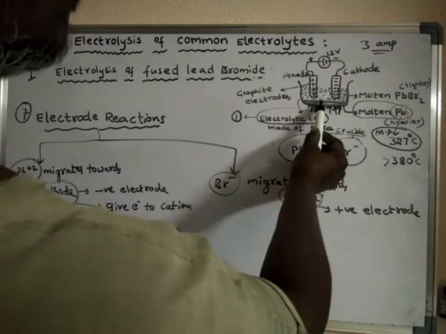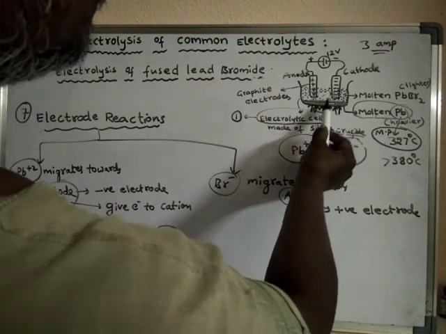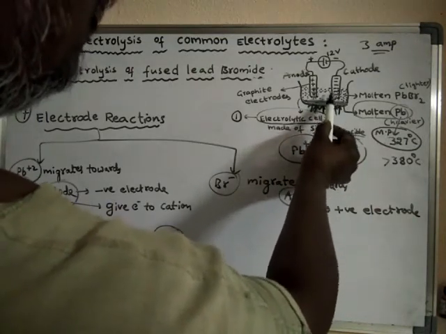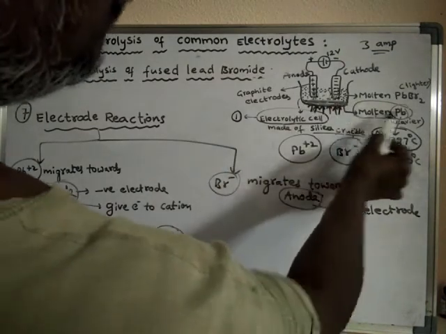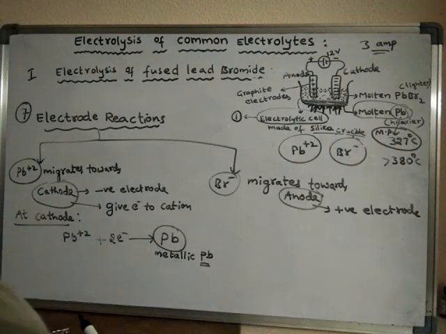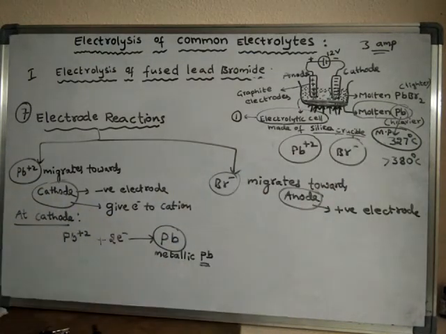So that is why the metallic lead formed at the cathode occurs in molten form, or fused metallic lead is present. It is obtained at the bottom, settled at the bottom of the vessel.